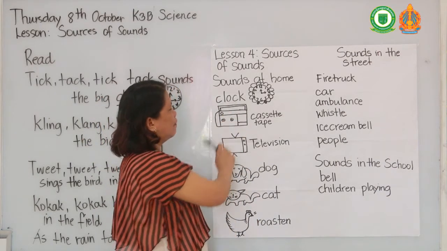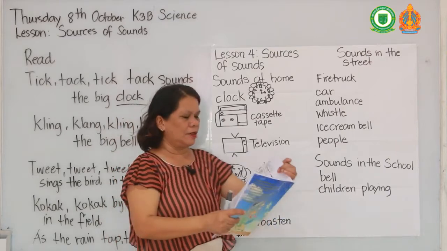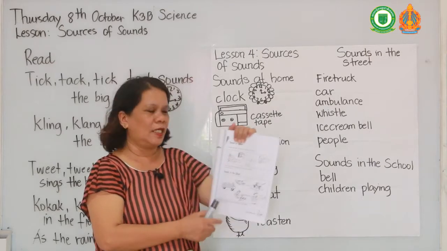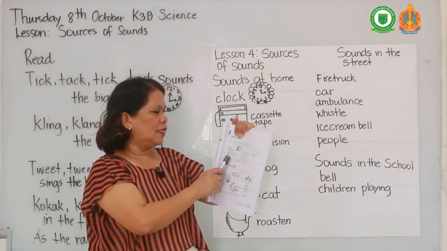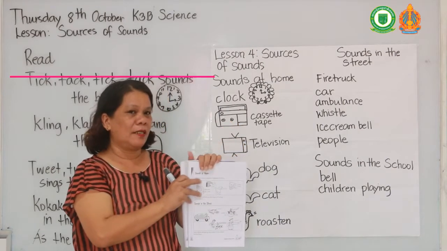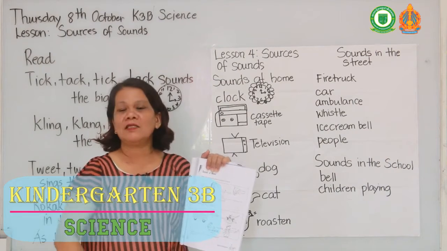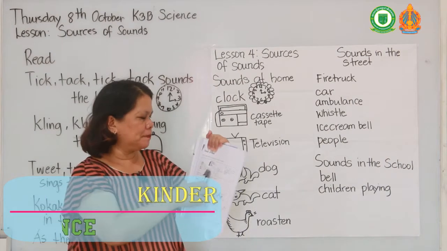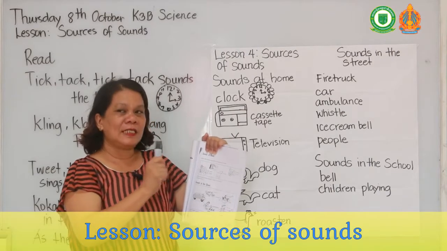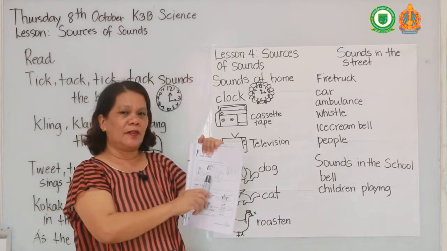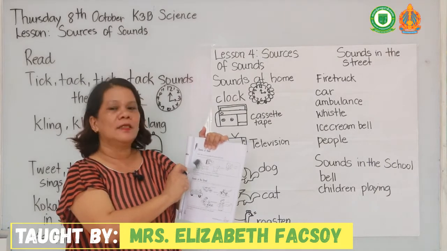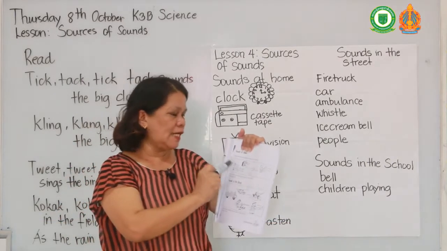Okay? Clock and cassette tape, or you have your stereo, you have your karaoke. Okay? So what's the sound of your karaoke? If you play music, okay, different kinds of music or some speeches, you can hear different kinds of sounds in your karaoke or your cassette tape. If you want to listen to music, you can just turn on your karaoke or your cassette tape.